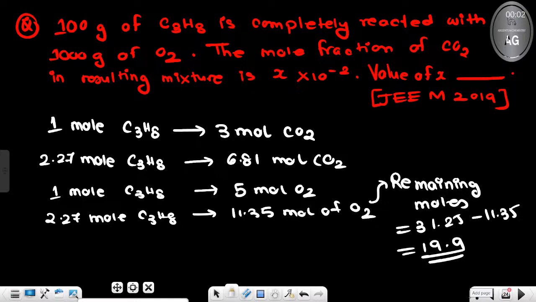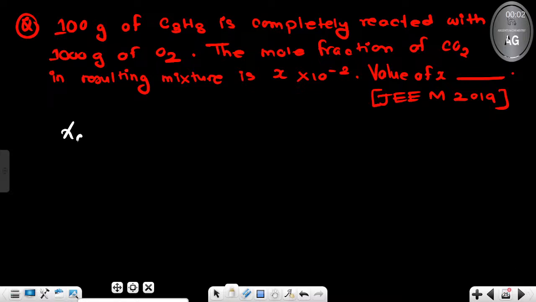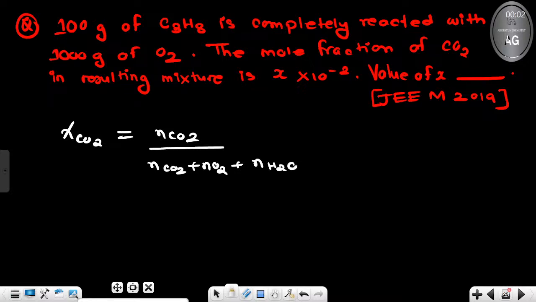11.35. So we subtracted it and we got the remaining number of moles. The remaining number of moles we got is 19.9. Now we have to find out the mole fraction of CO2 in the resulting mixture. So mole fraction of CO2 will be equal to what? Number of moles of CO2 divided by the total remaining: number of moles of CO2, number of moles of O2, that is the remaining value only, and number of moles of water.